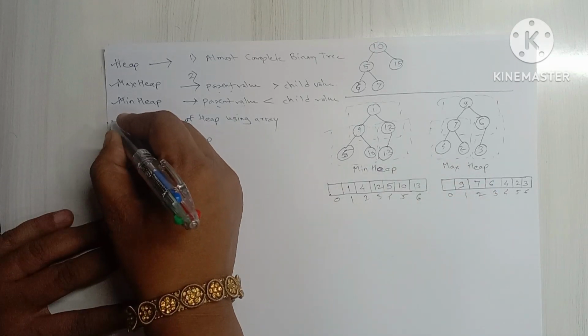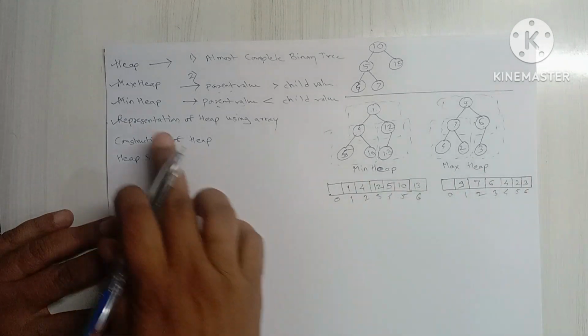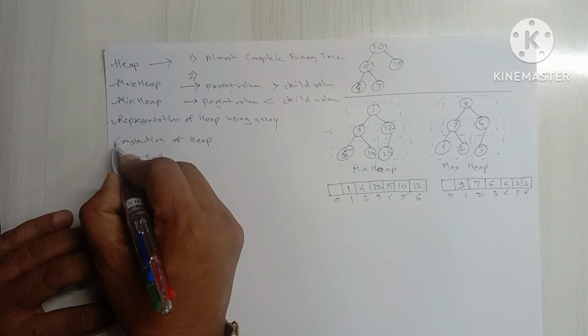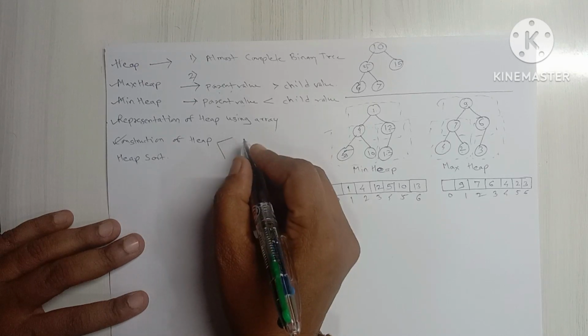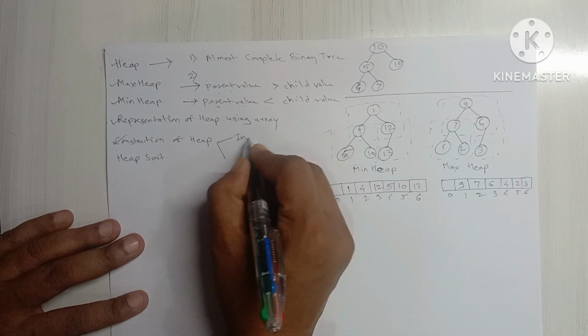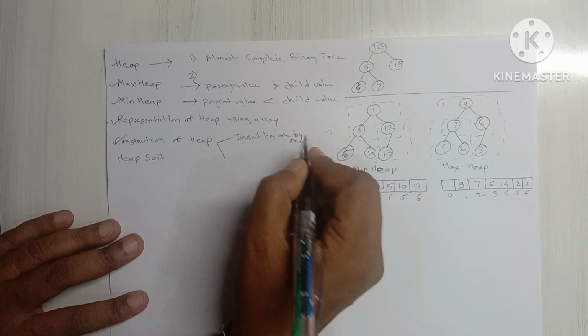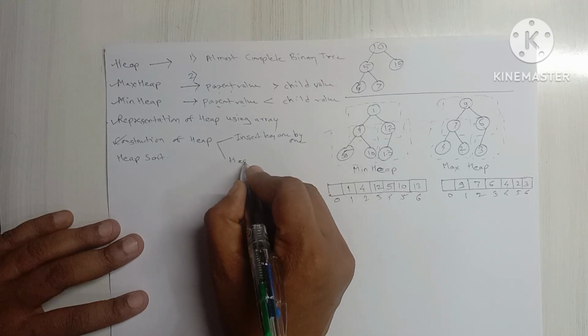Means we can store the values of a min and max heap by using an array. So this is regarding representation of heap using array. Now we'll see how we can construct the heap. For construction of a heap, there are two ways. First one is insert key one by one. Second method is the heapify method.